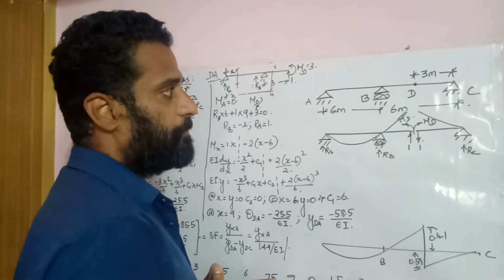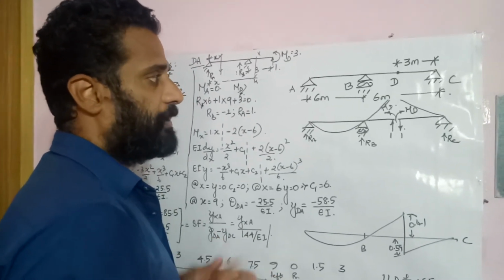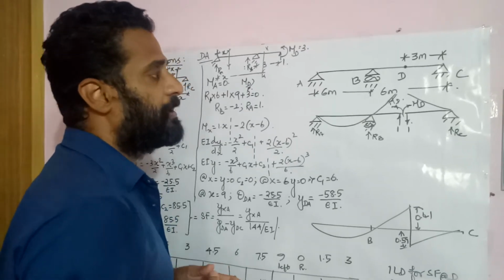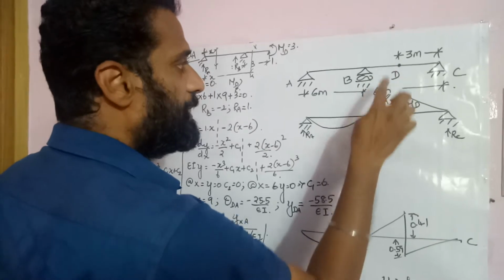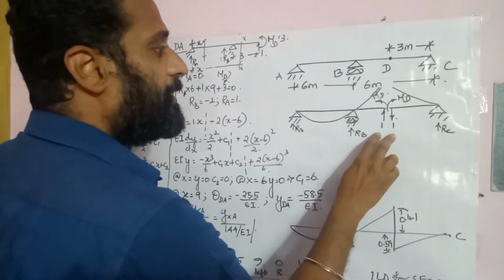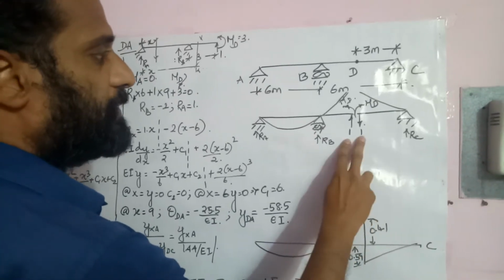As per the Muller-Breslau principle, we need to remove whatever there may be and apply the unit of anything, rotation or even displacement. So in case of shear force, I am applying the unit shear force. I have cut the section, D has been split, and I have applied the unit shear force. So the value is 1. We know that it's a unit shear force.